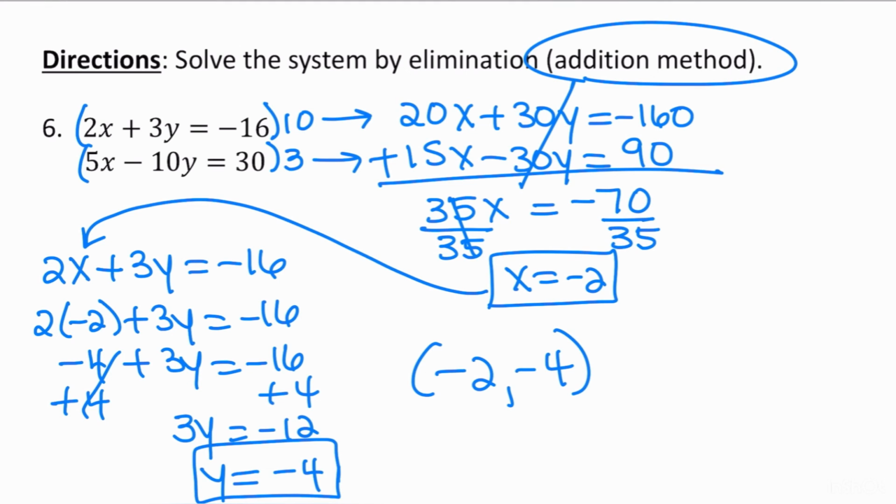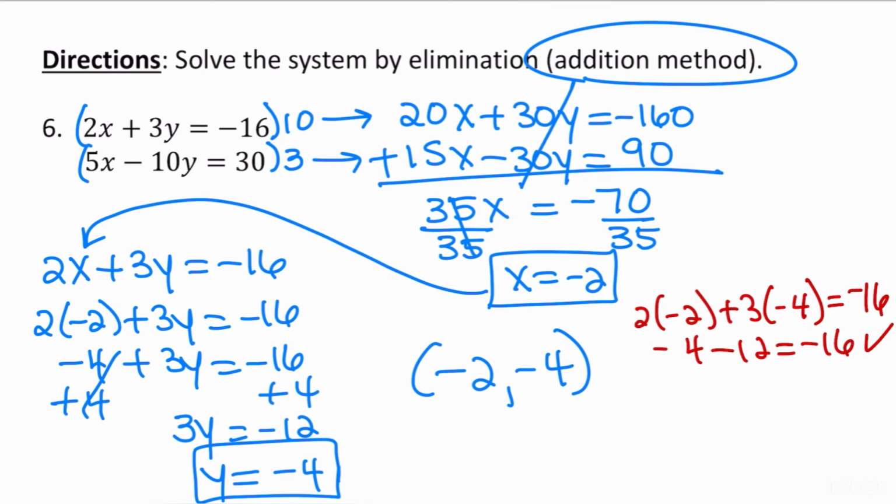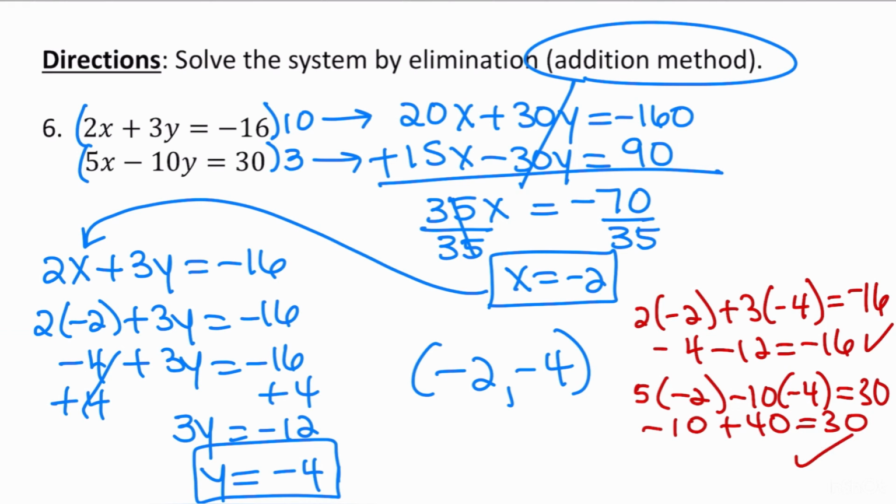Let's go ahead and check by substituting back into the equations. 2 times negative 2 plus 3 times negative 4. We have to check to see if that is equal to negative 16. Negative 4 minus 12 does equal negative 16, so that works. Then we have 5 times negative 2 minus 10 times negative 4, and we're checking to see if that's equal to 30. Negative 10 plus 40 is equal to 30, and that is true. So yes, I am confident that this is in fact the solution to my system.